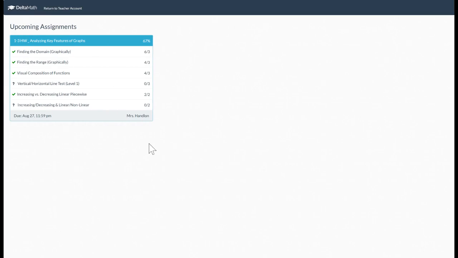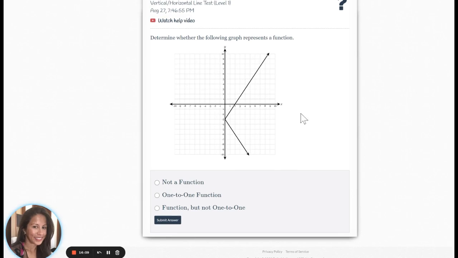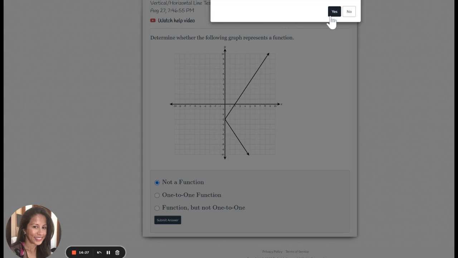Next, the next thing we went over, let me go over one of these. Testing whether the graph is a function or not a function, or one-to-one or not one-to-one. To test if it's a function, it needs to pass the vertical line test. As you can see, me drawing a vertical line would fail because it would intersect the graph more than once. Okay?